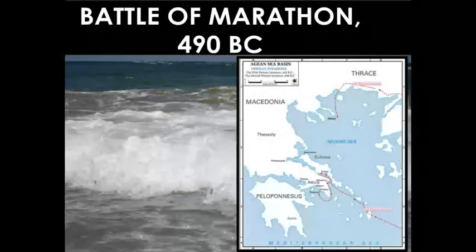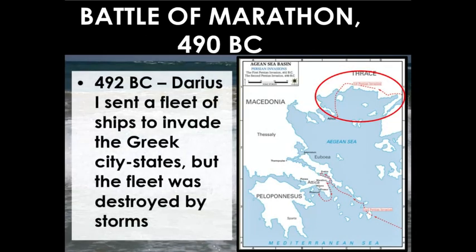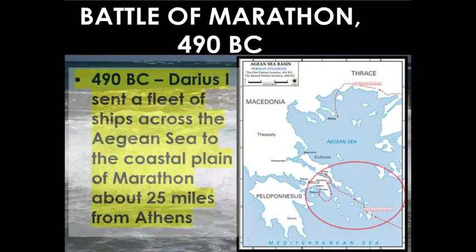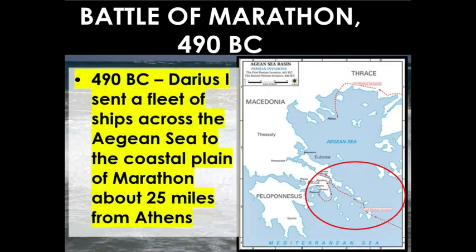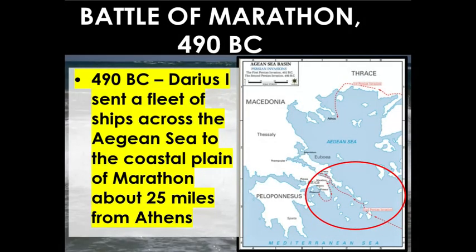All right, the Battle of Marathon, one of the very important wars, one of the first recorded wars in history. In 492 BC, Darius I sent a fleet of ships to invade the Greek city-states, but the fleet was destroyed by the storms. Again, in 490 BC, Darius I sent a fleet of ships across the Aegean Sea to the coastal plain of Marathon, about 25 miles from Athens. And we've noted on the map this journey.